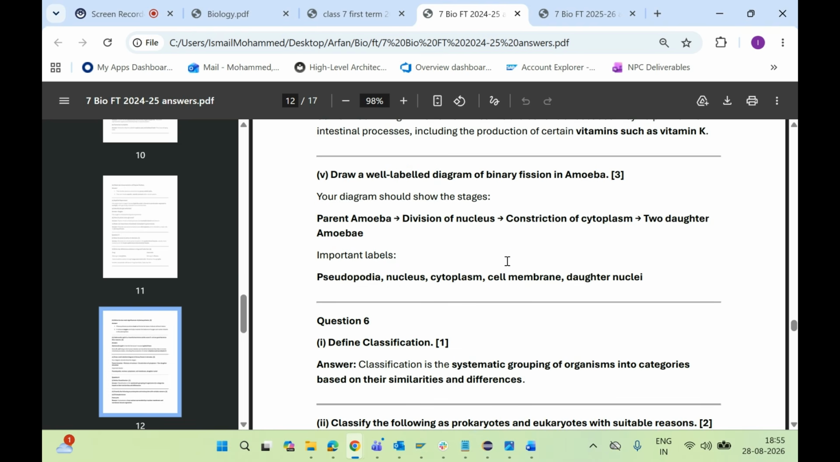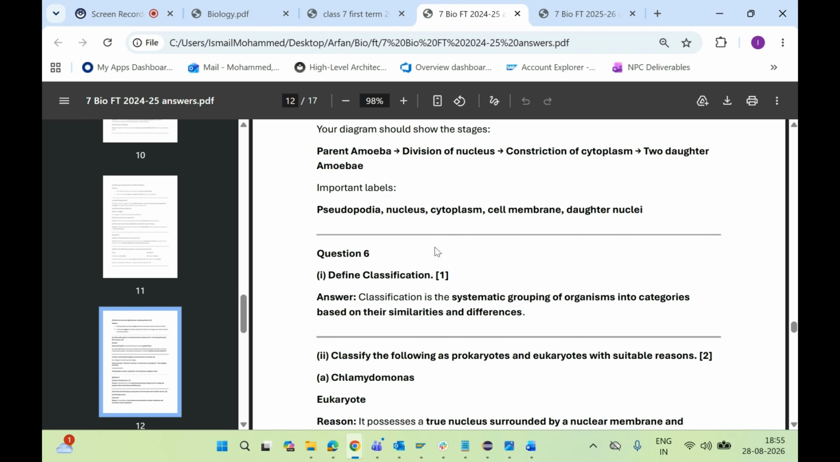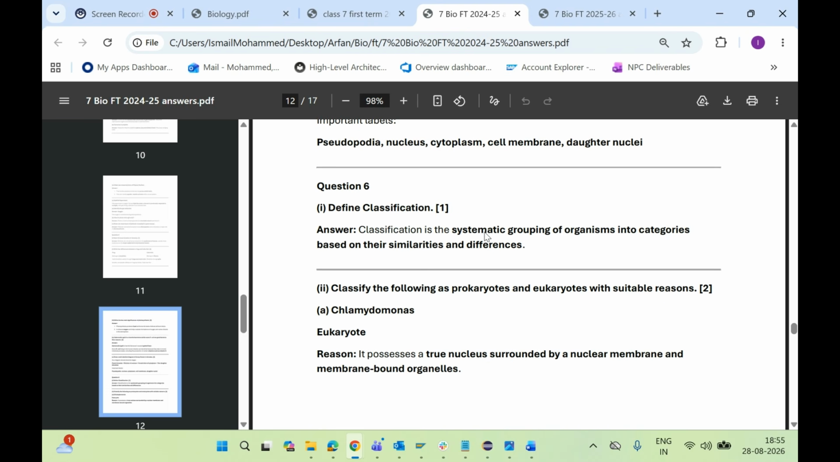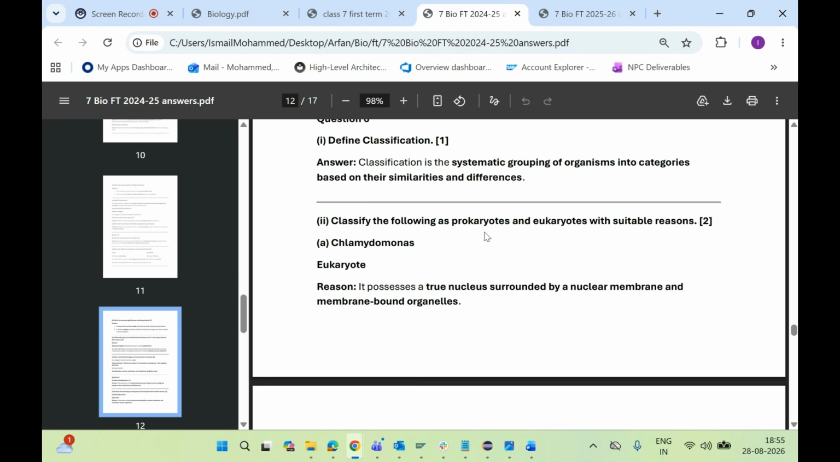Okay. Next one, draw a well-labelled diagram of binary fission in amoeba. So you have to draw the diagram and you have to show different parts like the nucleus, cytoplasm, and so on. Okay, and you have to also mention all these parts like cell membrane, pseudopodia, all this. Classification. This is important and is definitely going to come.